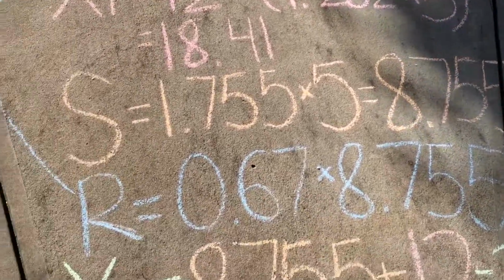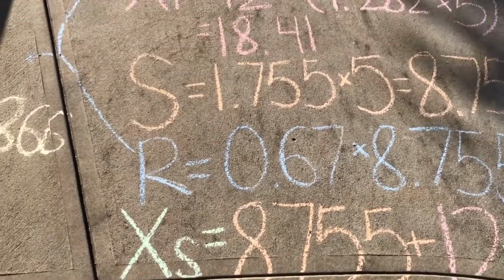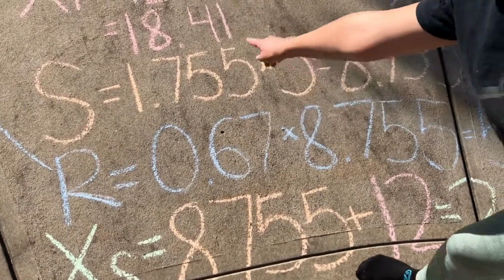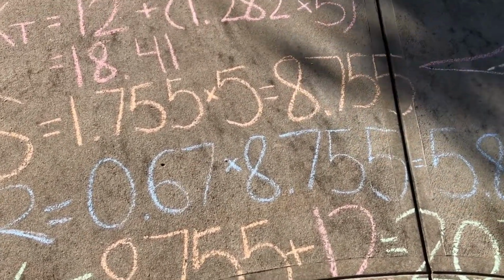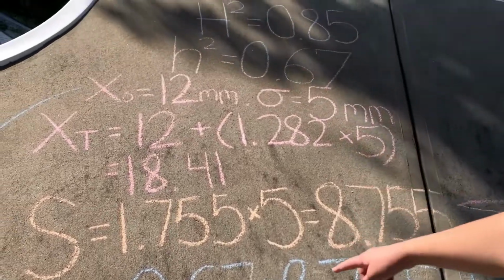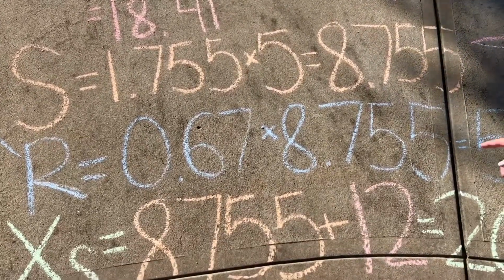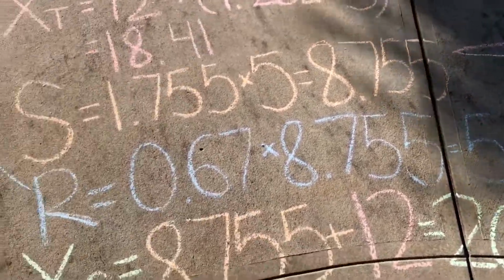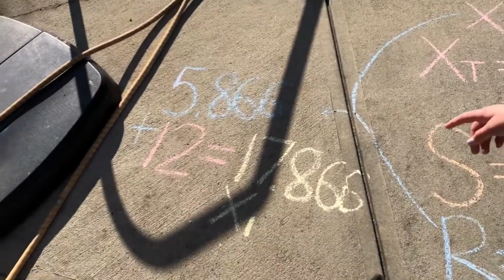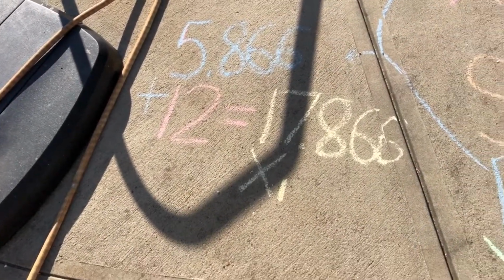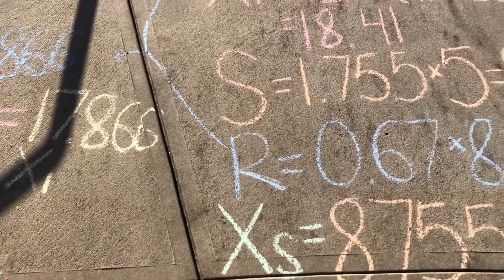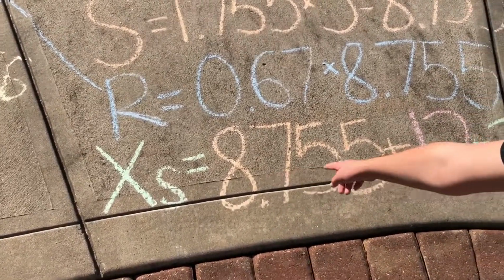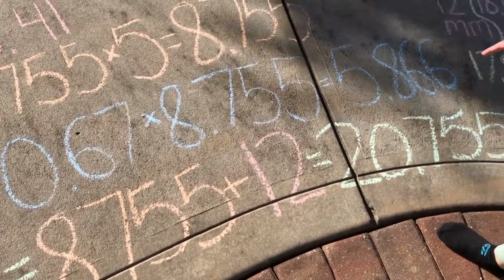And since I'm trying to improve my population, I want to know the response to selection, or R. The formula for this will be realized heritability times selection differential. Our lowercase h squared, as I mentioned earlier, is 0.67, and multiplied times the S, 8.755, we get a response to selection of 5.866. When we add the R to x naught, we get 17.866, and that represents the mean of the offspring population. And if we want to know the average hind leg length of the parents I selected, we can add the S to x naught, which would equal 20.755.